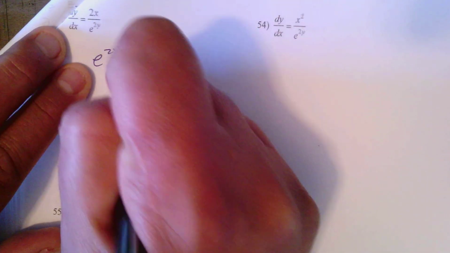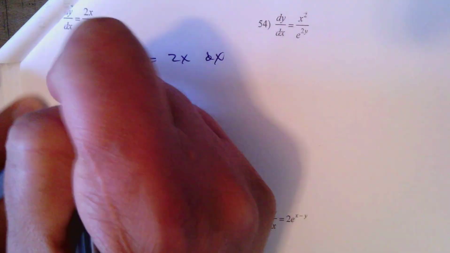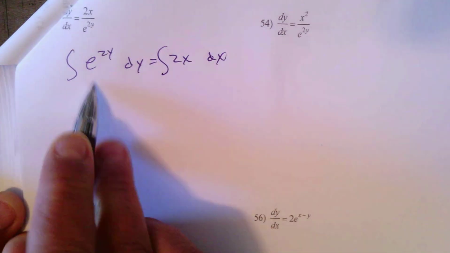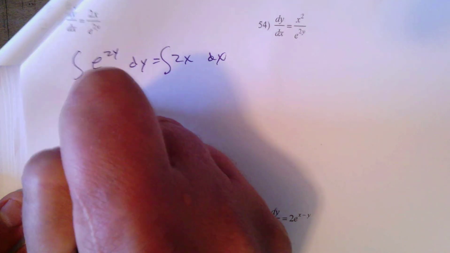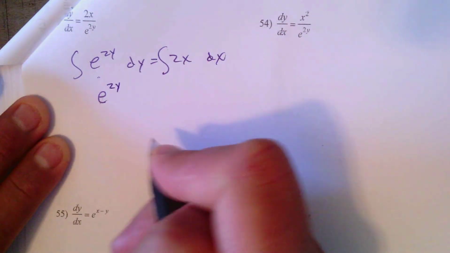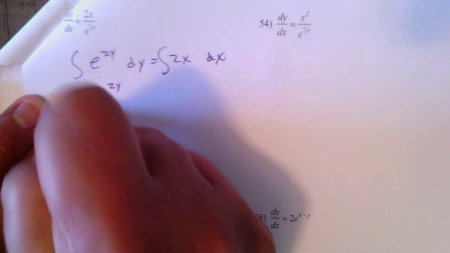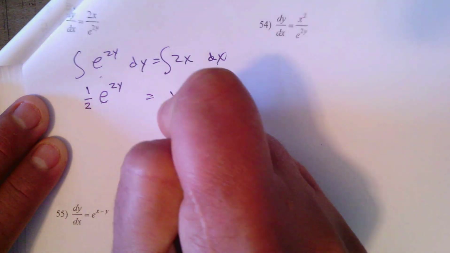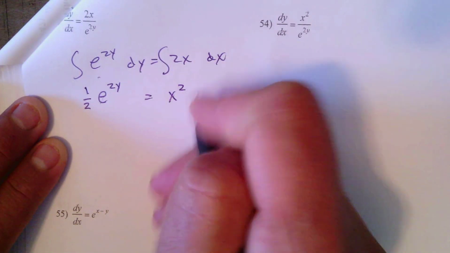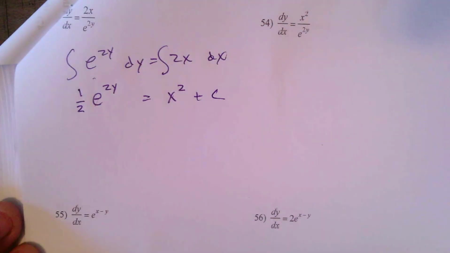Separate both sides. We're going to have e to the 2y dy equals 2x dx. Integrate both sides. Integrating this side, this is e to the u, so it's still going to be e to the u divided by u here, which is going to be 1/2. And then on this side, we're going to have x squared over 2, so the 2's would cancel. Put our plus c there.